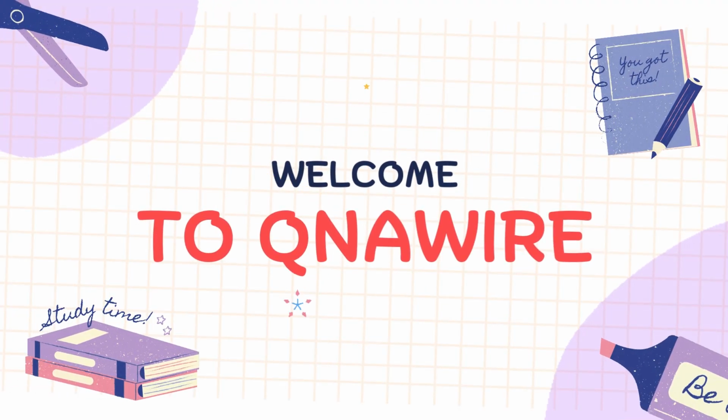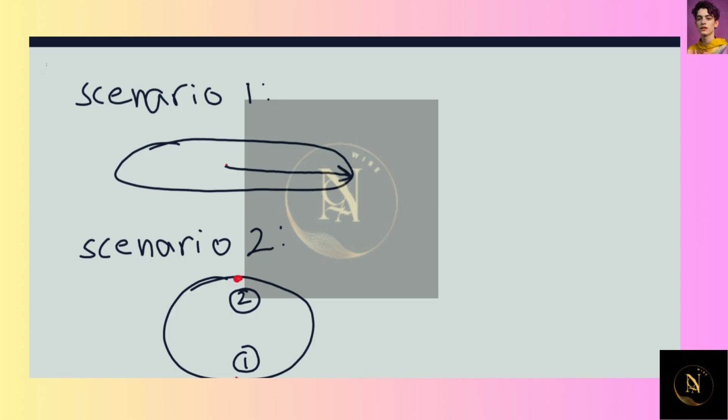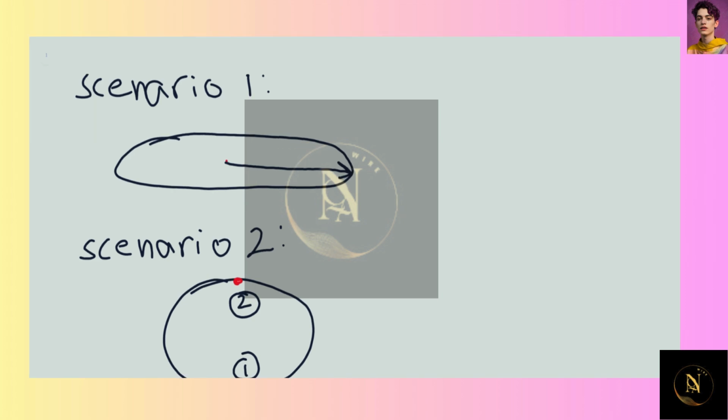Welcome to qnawire. In this problem, we've defined the velocity of a rock being whirled around a circle in two different scenarios. The first scenario has the circle that it's being whirled in horizontal, parallel to the ground. And the second scenario is vertical. So let's start by drawing free body diagrams for our two scenarios.